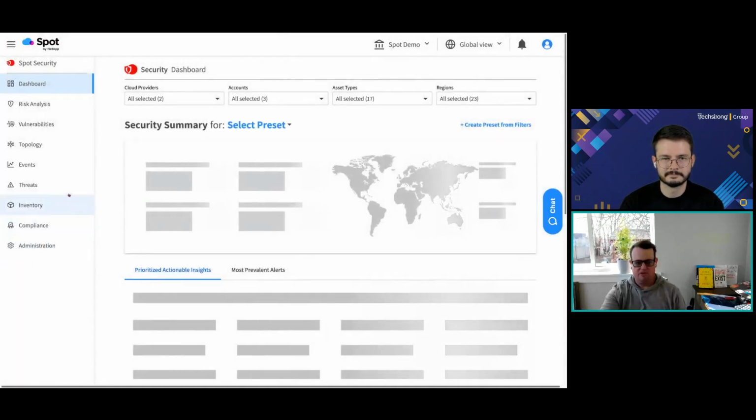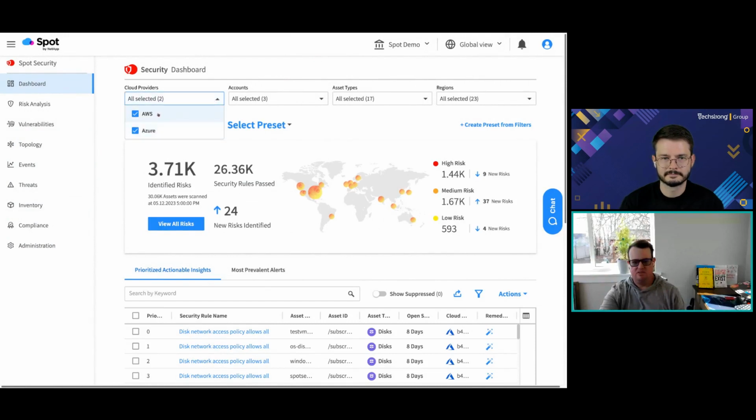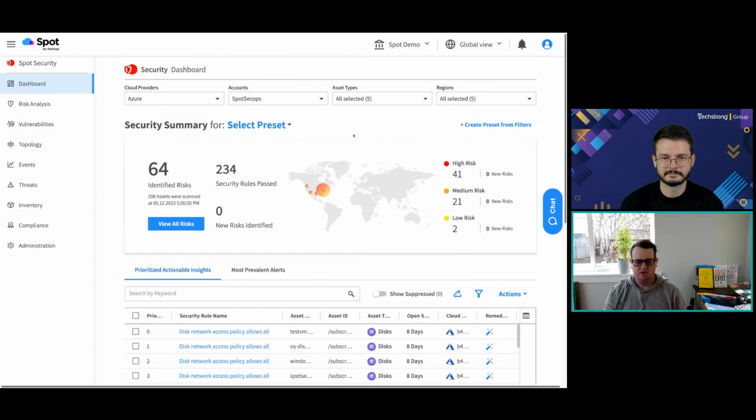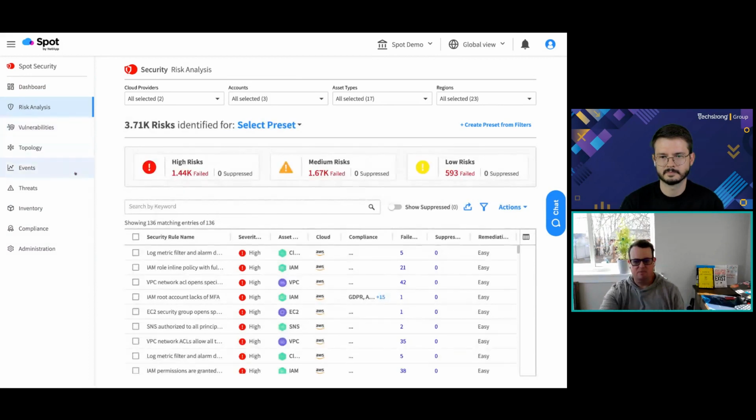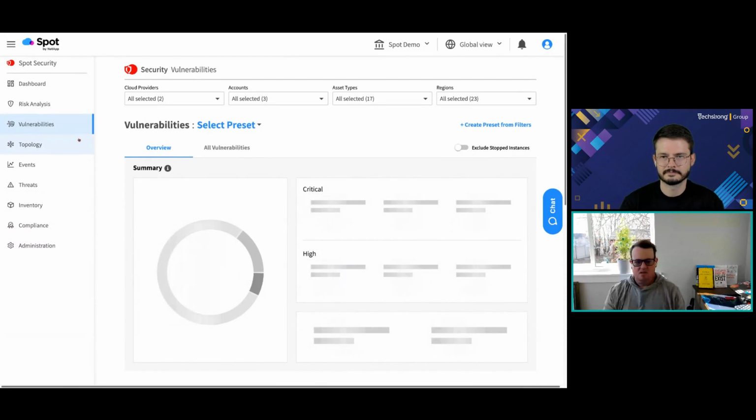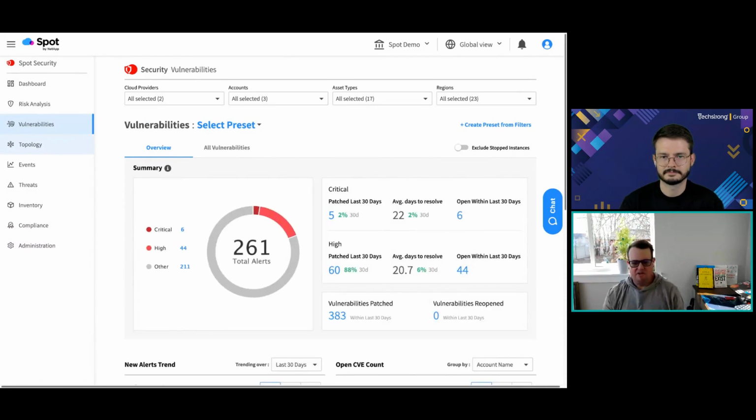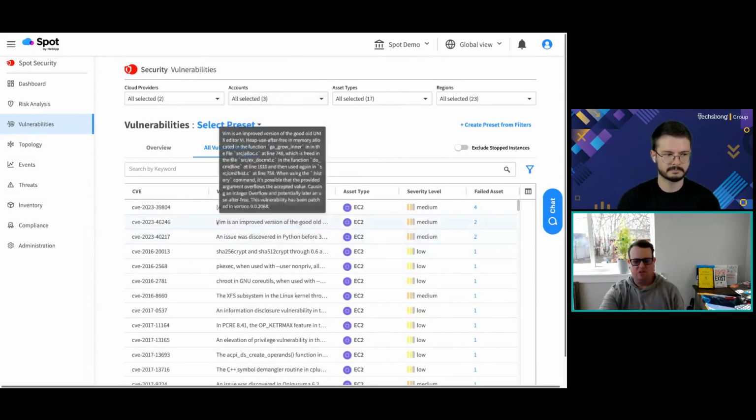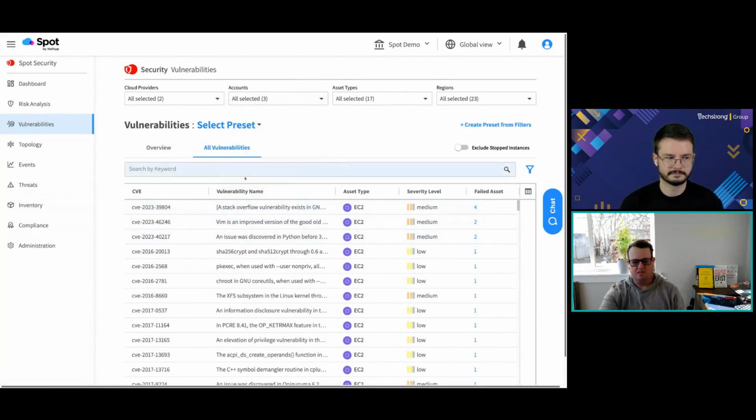Really quick, we'll look at Spot Security because we talked about it. Here's our security. Right from this dashboard, I can see 64 identified risks, how many security rules I've passed, what my highest risks are, and I can go through and start the remediation while keeping a log of what I've done. So at audit time, when my auditor asks how did you automate these vulnerabilities or these risks, I can give a playback that allows me to keep that in compliance.